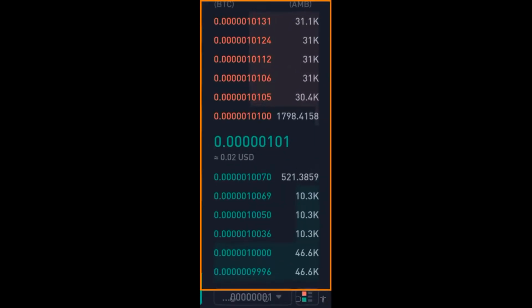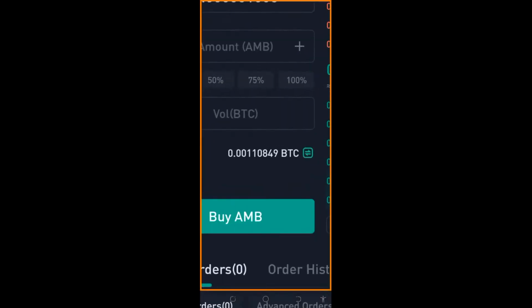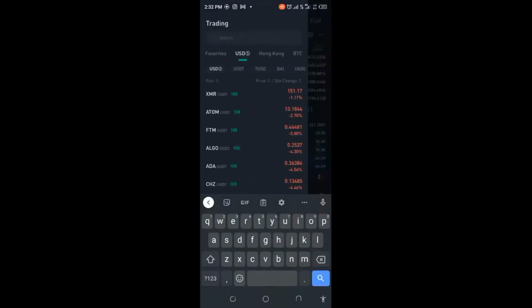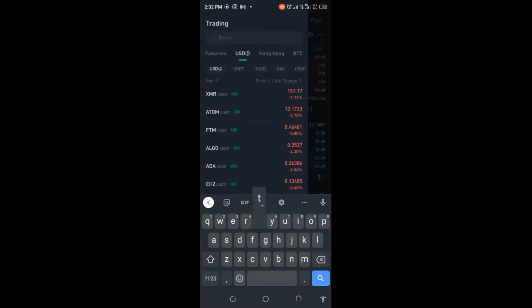You can even see that it rose up to 0.0000101. That is phenomenal. So what do we have here? We have no AMB, but we have our BTC. So what we're going to do now is go ahead and change this to TRX, and then we'll send it over to Binance. So let's change this to TRX.